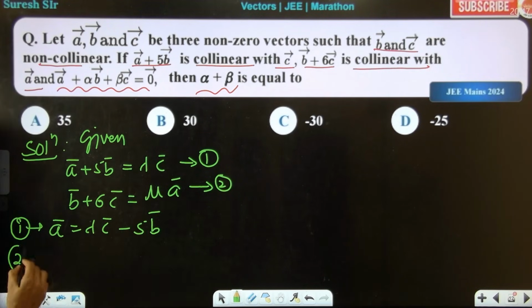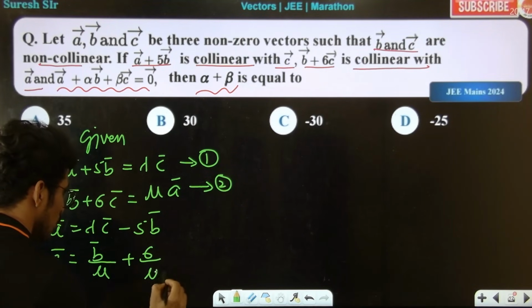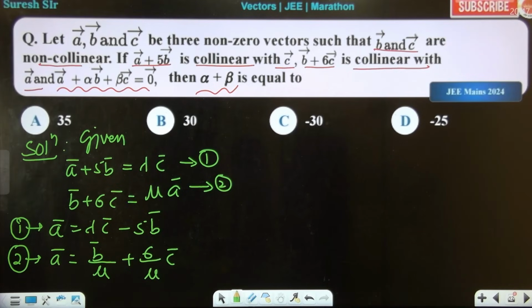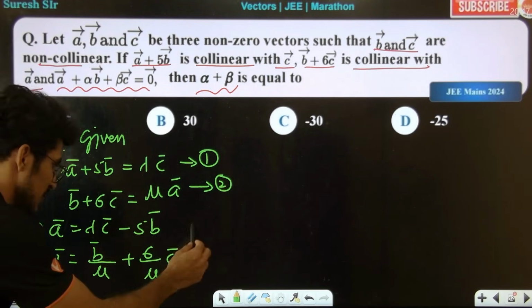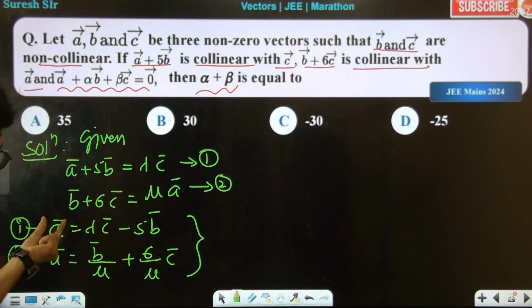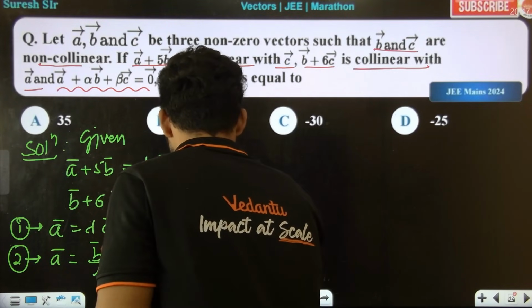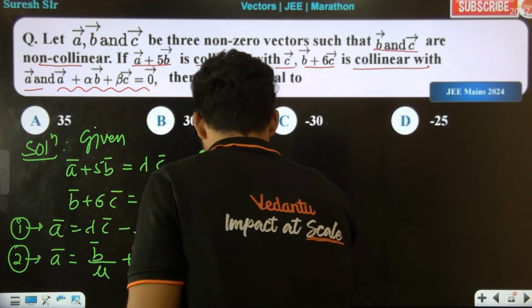Wonderful. Now from the second equation, how do I write the A vector? Tell me. B vector by mu plus 6 by mu into C vector. Yes or no? Absolutely yes. Now tell me, are these two equal or not? Both are equal to A. So can I equate this to this? Yes sir. Now just equate. What will we get when we equate?